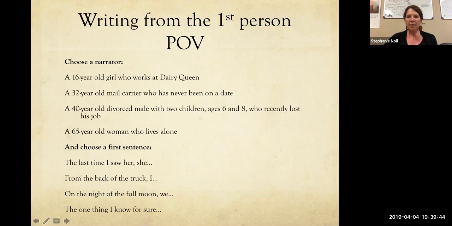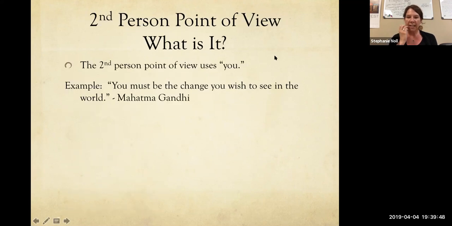Are you all seeing it? You're all seeing the second person point of view slide now, I hope. Okay, thanks, Gogi. Great.